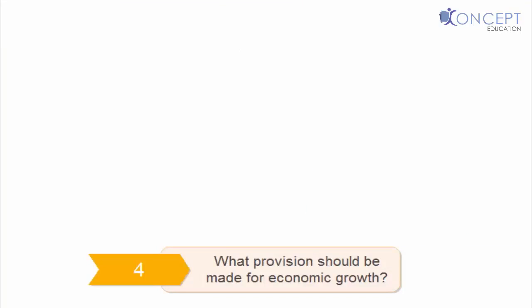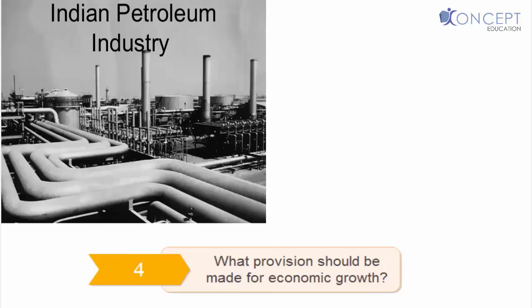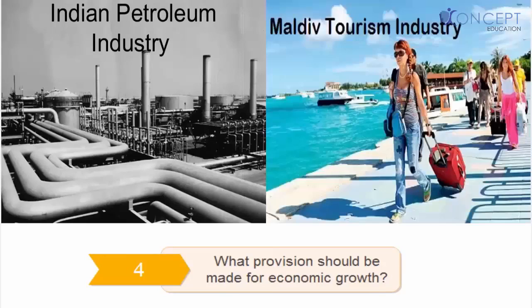Fourth problem, what provisions should be made for economic growth? What should we save for the future generation? Right? India would be thinking, okay, let's save petroleum, because India has petroleum. On the other hand, Maldives doesn't even have petroleum. So they would be thinking, let's save our natural beauty. Let's save the coral reefs. Let's save all the places and things for tourism, so that Maldives is beautiful, was beautiful, and should be beautiful in the future.